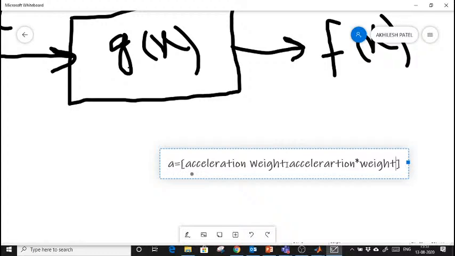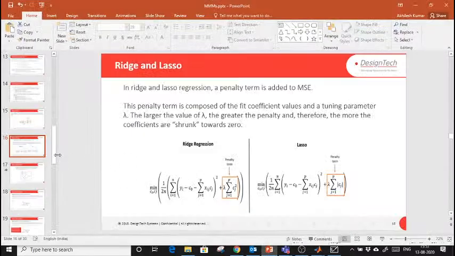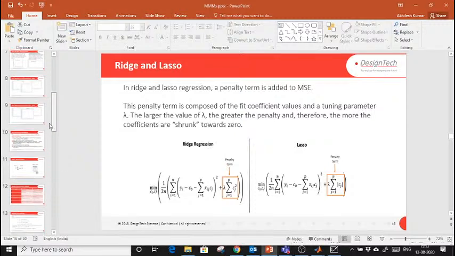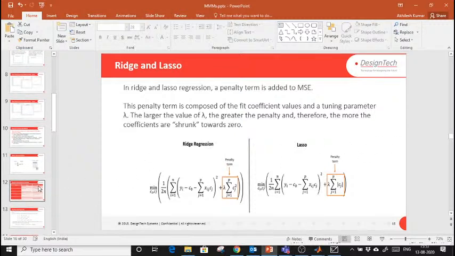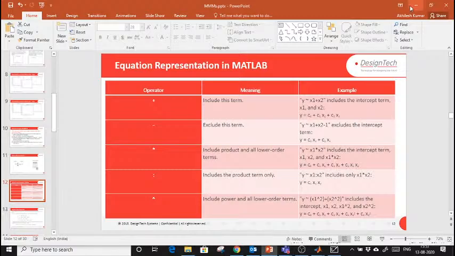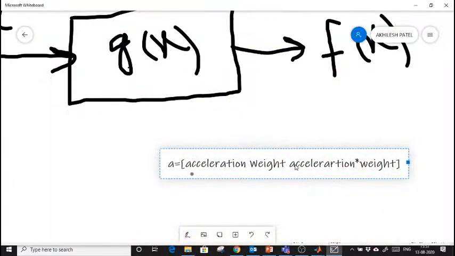In stepwise linear regression, we were able to assign the equation directly by using notation. Which notation? This one. This kind of notation, right? But in this case, you have to change the matrix so that the equation is in terms of acceleration, in terms of weight, and in terms of acceleration into weight. So just modify your matrix like this and you will get an equation in such a way.